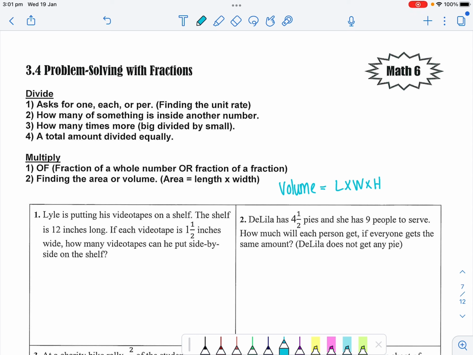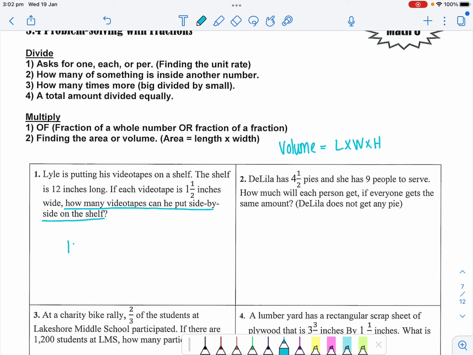So number 1 says Lyle is putting his videotapes on a shelf. The shelf is 12 inches long. If each videotape is 1.5 inches wide, how many videotapes can he put side by side on the shelf? So I want to know how many of the 1.5 inch wide videotapes can fit inside of the 12 inch long shelf. So I'm going to do 12 divided by 1.5.